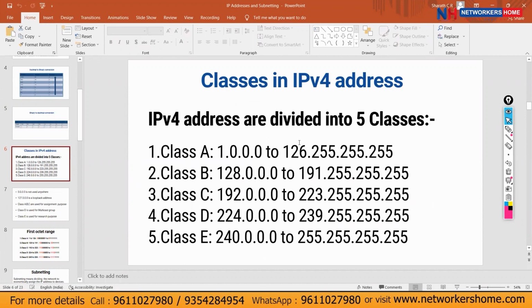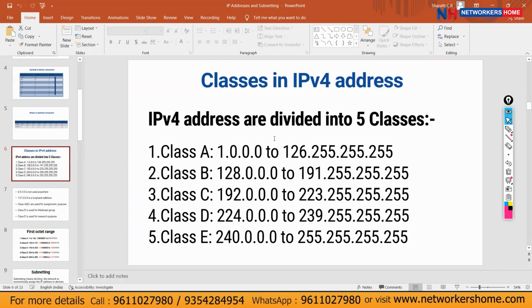Okay. So IPv4 address. We know that it ranges from 0.0.0.0 to 255.255.255.255. Correct? Now those many addresses have to be managed. We have a huge range, so to manage it, we have divided IPv4 addresses into 5 classes: Class A, Class B, Class C, Class D, and Class E.